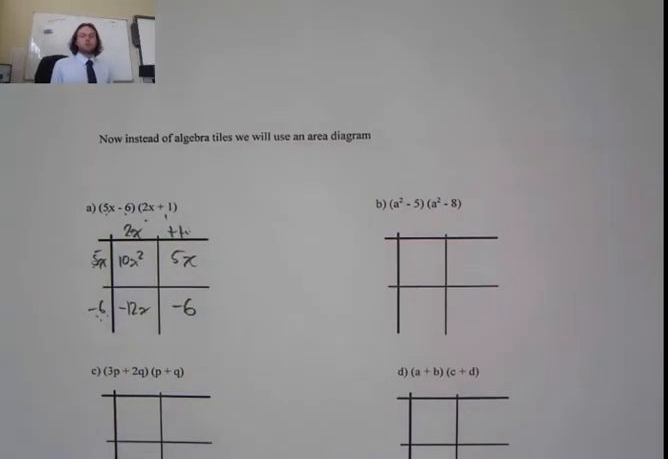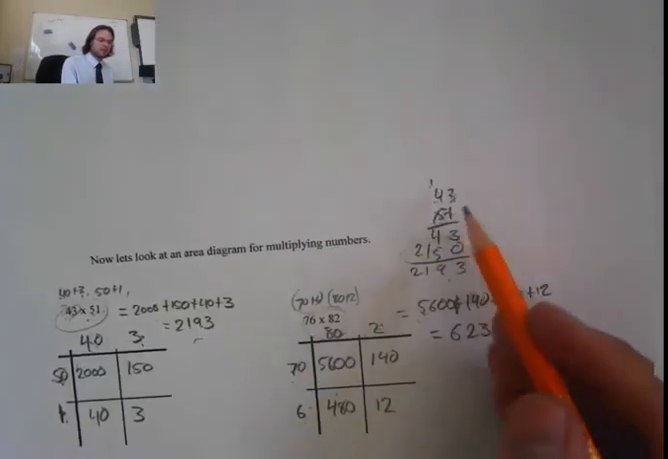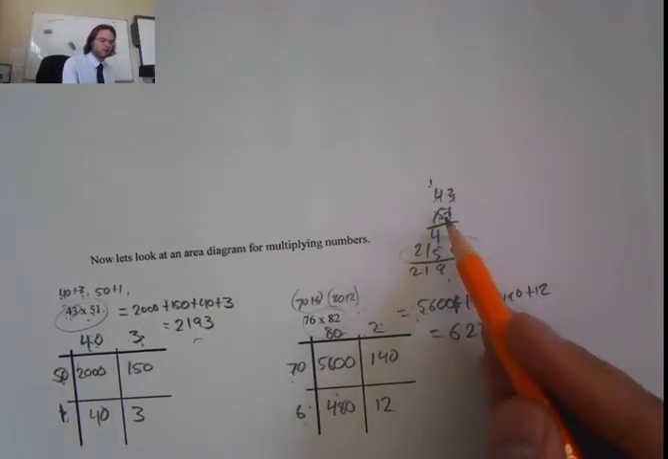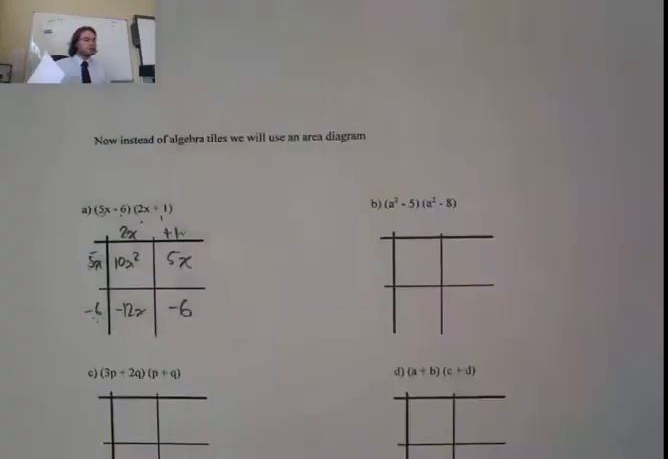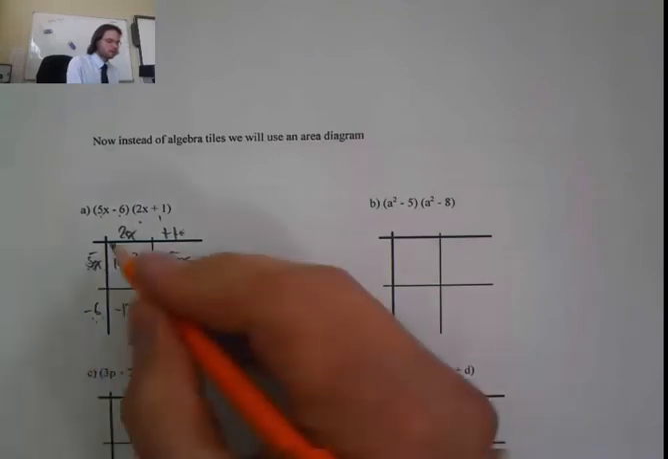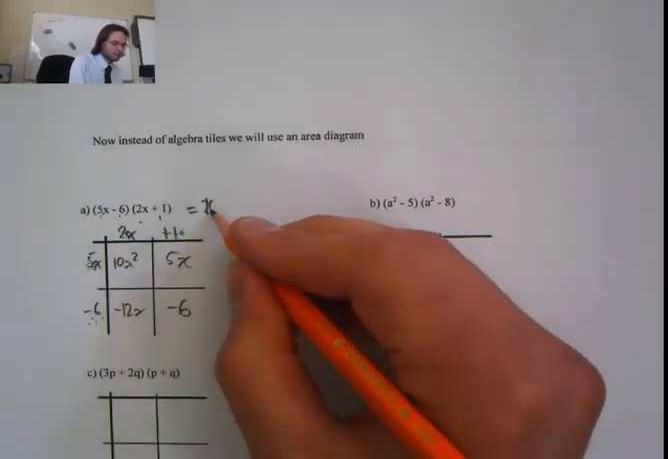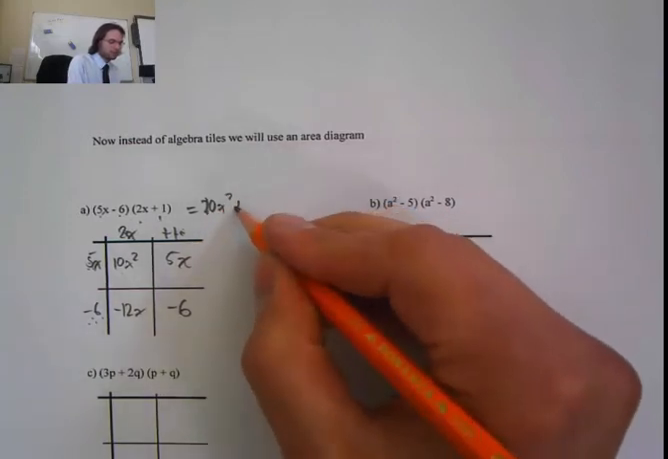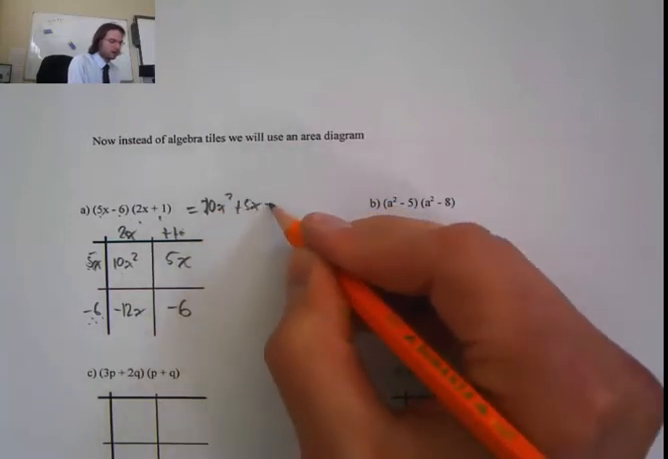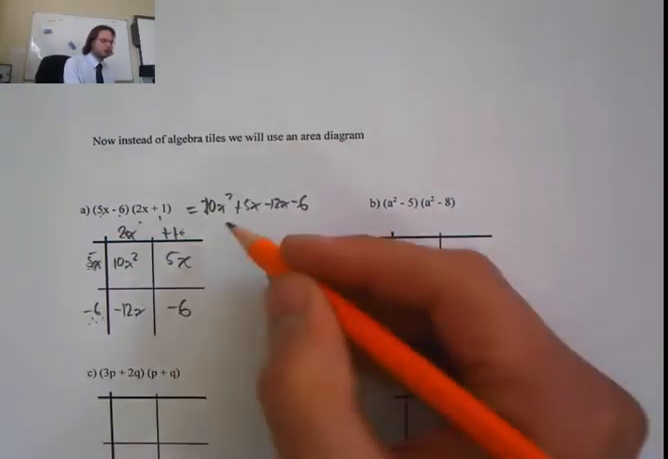Alright? So next step was here, I added them all up. It's kind of like what we do here. We multiply this by both, then this by both, and then we add them up. So, this by both, then add them up. And this by both, so I have to add all the digits together. So I have 10x squared plus 5x minus 12x minus 6. Just add up what's in the boxes.